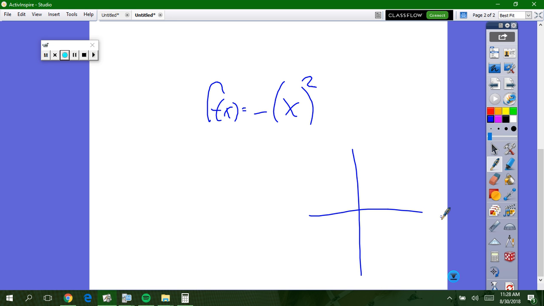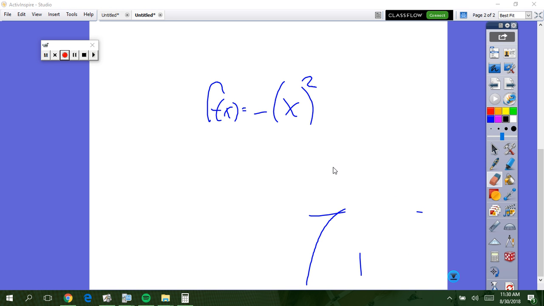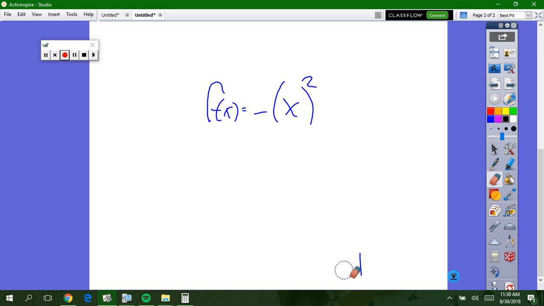Where's our 0 at? Still 0? Sorry. Oh, that's horrible. That was the worst. Oh, that looks pretty, doesn't it? There we go. So once again, what happened here? It bounced. Why is it bouncing?